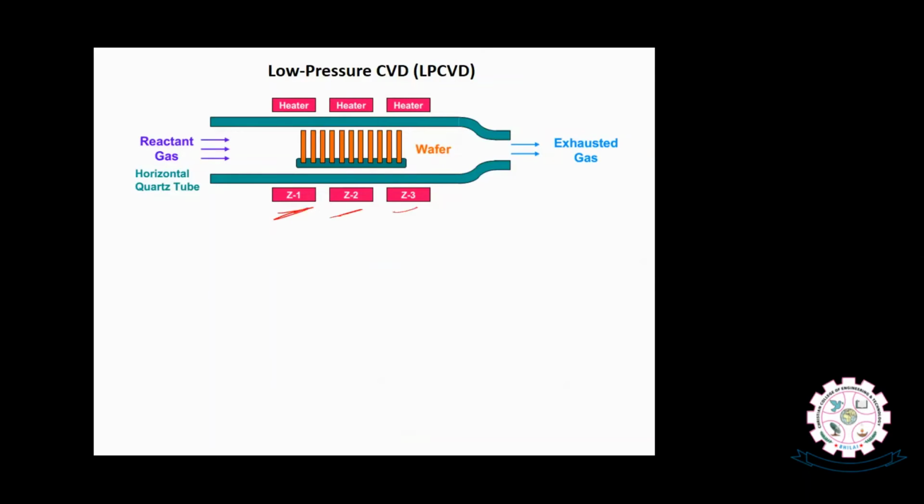Zone 1, zone 2, zone 3. Whatever the length of your wafer, up to that length you have to have the heater. So your gas molecules come in, the reaction takes place, and you have heaters on both sides. You see that, and then the film will be deposited onto this. These are the films, and the exhaust gas is removed. That is what happens in low pressure CVD.